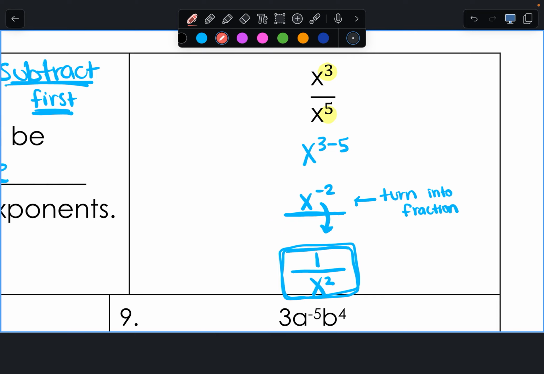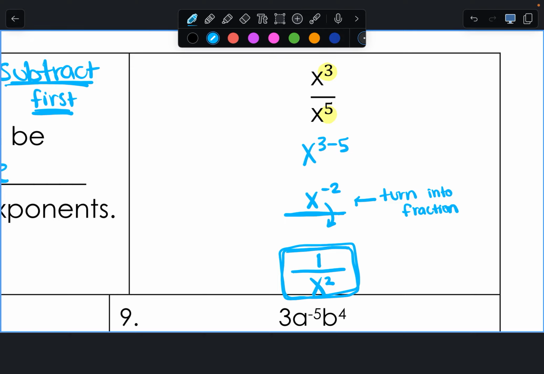So what I did is I took this x squared here and moved it to the bottom. When I move it to the bottom, it becomes positive once it crosses over. But once I moved it to the bottom, notice there wasn't anything at the top. You have to have a numerator, so you fill it in with a 1.